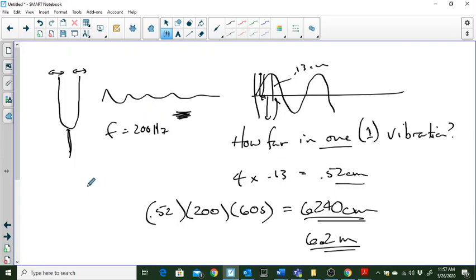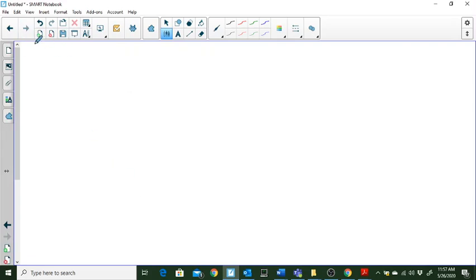So, reminder, we think of a tuning fork arm as going out, and back to here. 0.13, 0.13, 0.13, and 0.13. And that's where we come up with our 0.52. All right, that was question number 8. Oh, we're going quicker on this than I thought.